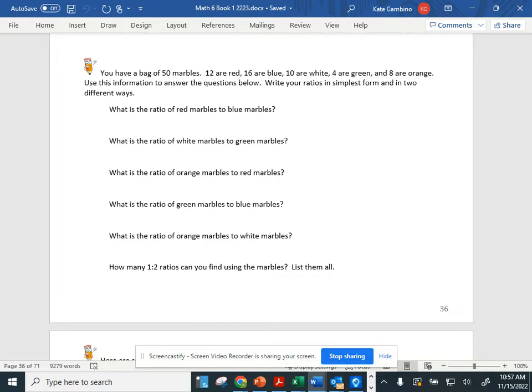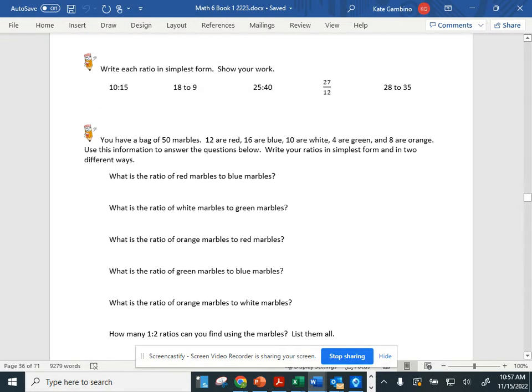So the first question is, what is the ratio of red marbles to blue marbles? Aiden B, do you want to do it? What is the ratio of red marbles to blue marbles? So we're using the information that was up here, red to blue. Nolan, come on up.